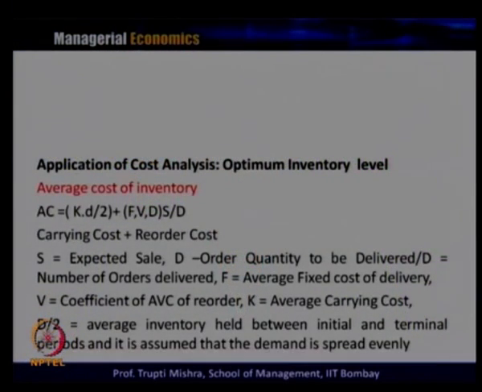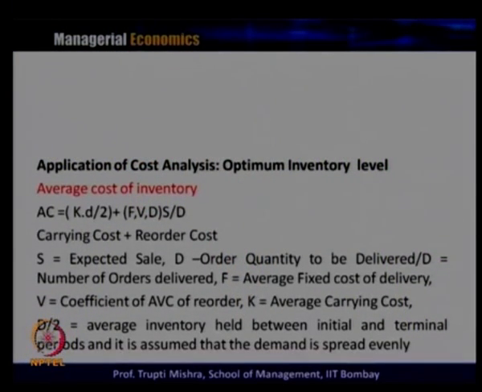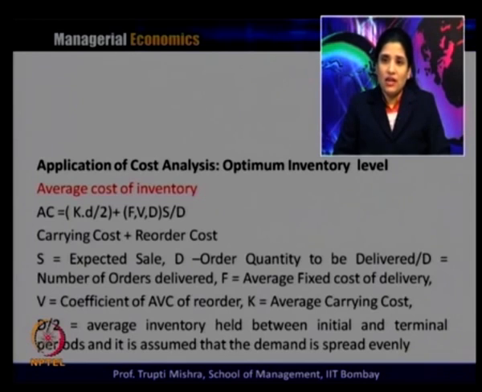Both have to be part of the cost function when we are finding out the optimum inventory level. So, how do we find out the average cost of inventory? The average cost of inventory is K multiplied by D by 2 plus (F plus B D) S divided by D. The first part of this equation is the carrying cost and the second part is the reorder cost. Now, we will see what the terminology stands for.